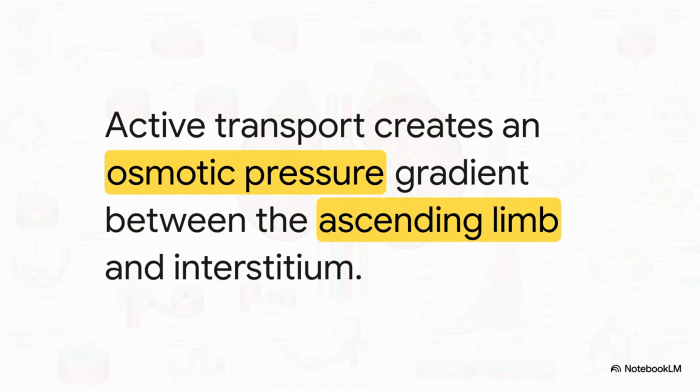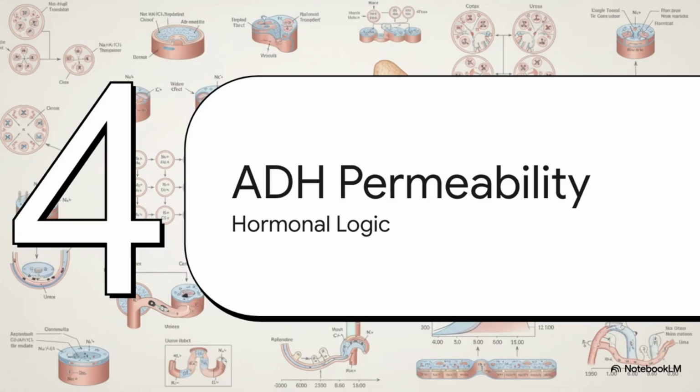And what's the direct consequence of all that active transport? It creates a massive osmotic pressure gradient between the fluid left inside the ascending limb and the surrounding medullary interstitium. By forcefully evicting those ions while remaining completely impermeable to water, the thick ascending limb is literally splitting the osmolarity. It's loading up the interstitial tissue with the exact solutes needed to draw water out later. Let's move on to Section 5. ADH and tubular permeability, hormonal logic.